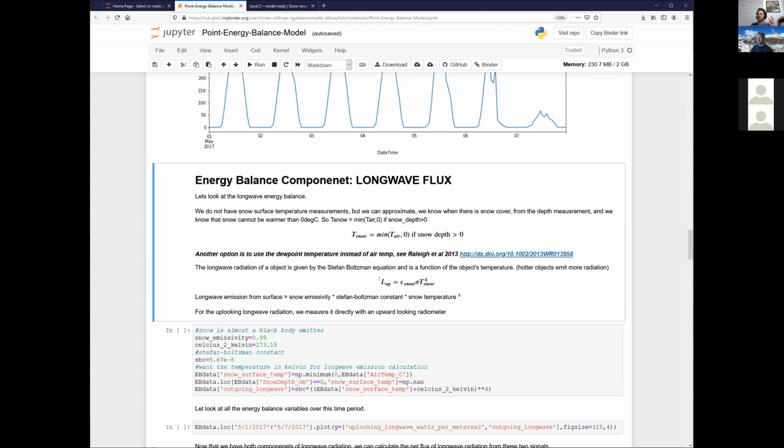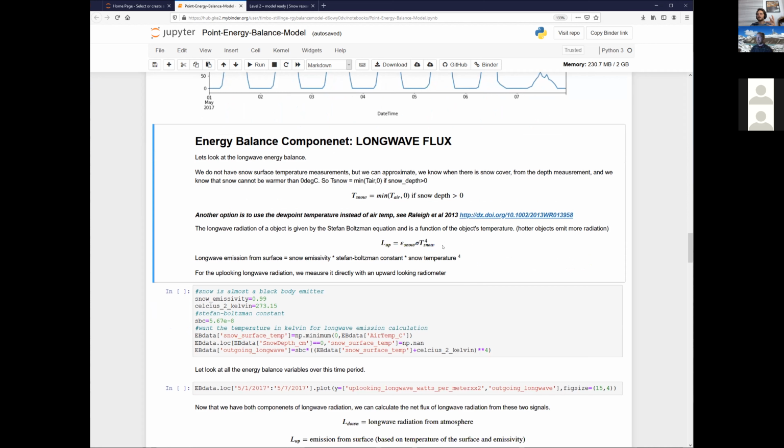And this equation right here is the equation for long wave radiation. And for snow, it's basically the long wave emission, the radiation emitted from the surface, is equal to the emissivity of that surface times a constant called the Stefan-Boltzmann constant times the temperature of that surface to the 4th power.